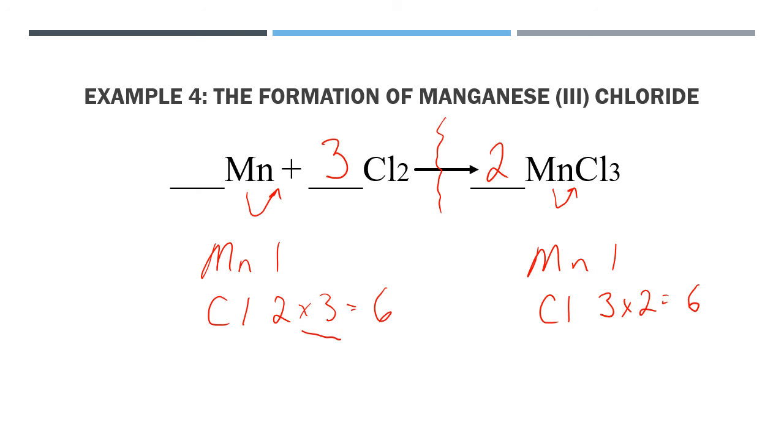But when I put that 2 in front of MnCl3, it also affects the manganese. Think like distributive property in math. It doesn't just affect the chlorine, it affects the manganese. So when I did that, I had 2 manganese as well. So to fix it, I have to go to the other side and also make 2 manganese. Now we have a balanced equation on both sides. So check that one.